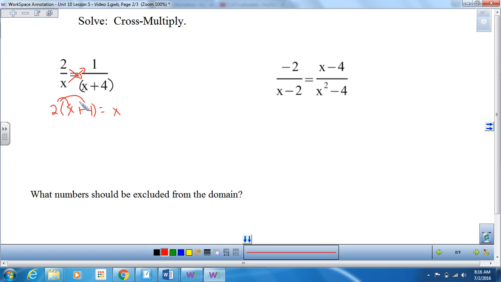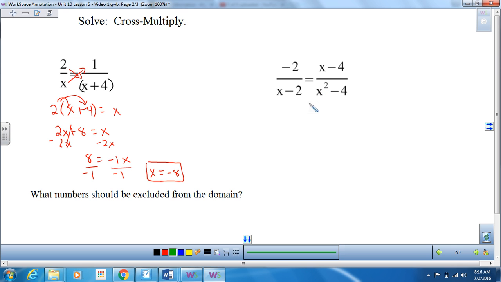I need to distribute my 2. So 2x plus 8 equals x. And then I'm solving. So subtract 2x from both sides. That's 8 equals negative 1x. Divide by negative 1. x equals negative 8. Okay? And you can always plug it back in to check.